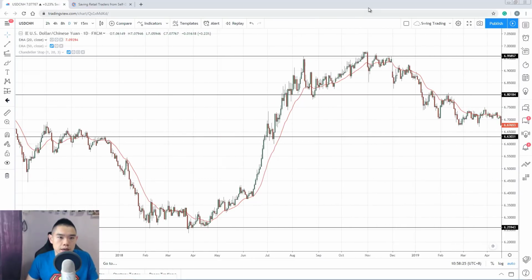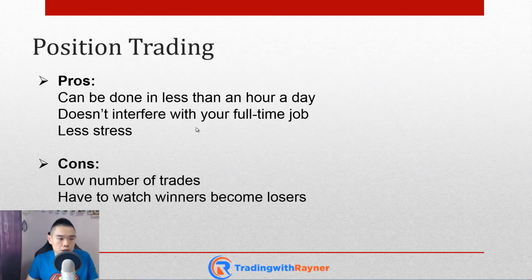Talking about the pros and cons, it can be done in less than an hour a day. The reason is you're trading off the higher time frame, like the daily or even the weekly, so you don't need much time. It probably doesn't even interfere with your full-time job, and there's really not much stress. Either there's a trade, there's no trade, or you're just riding the trend. That's pretty much it.